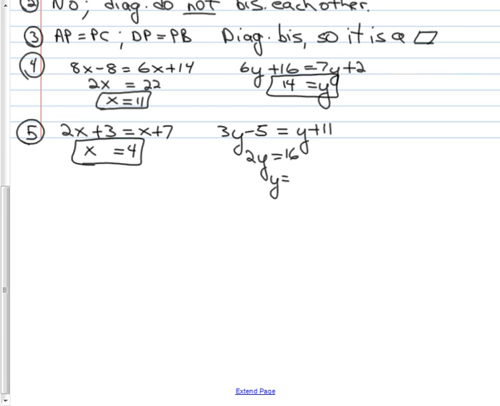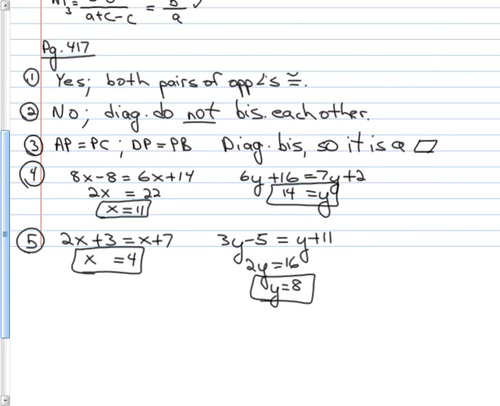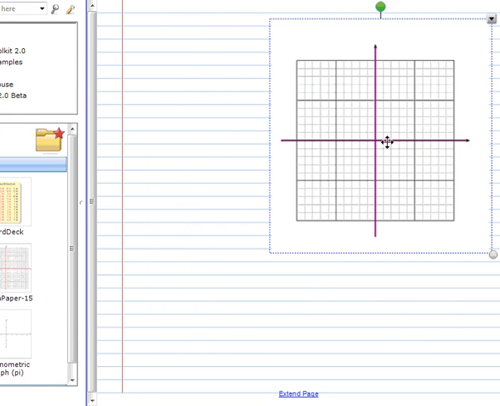y equals 8. See? And we no longer have our peanut butter because we ate it. Oh, it's even getting better. Next page. Number 6. Graph each quadrilateral. Before you get too distracted with my awesome jokes, graph each quadrilateral.